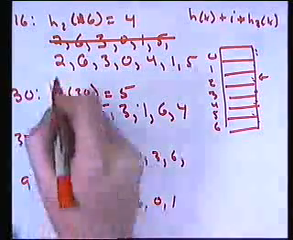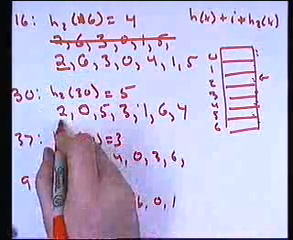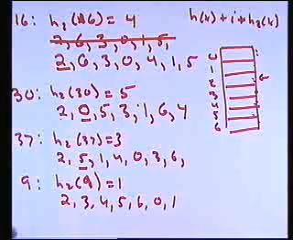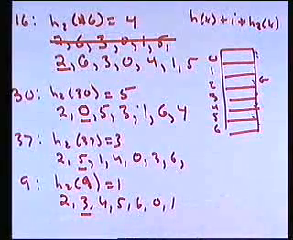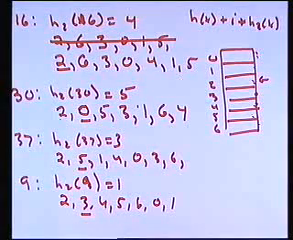And so, of course, for 16, the table had been empty. We were able to insert 16 right away. Then we had a collision and went to 0 for 30. We had a collision and went to 5 for 37. Had a collision, went to 3 for 9. And that's all that's going on here. The probing sequences involved are those, and then we make the rest of it work exactly like we've already discussed for insert and remove and lookup.